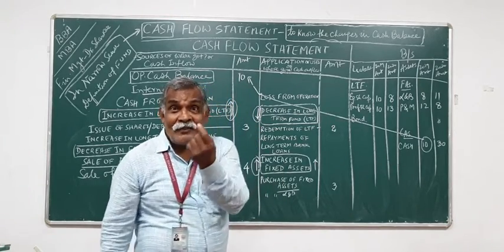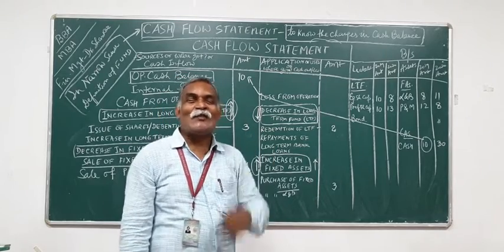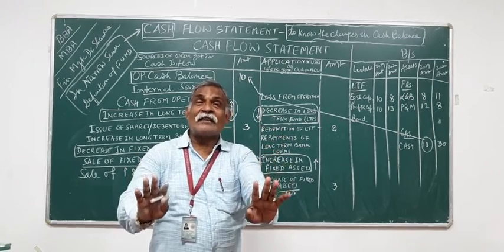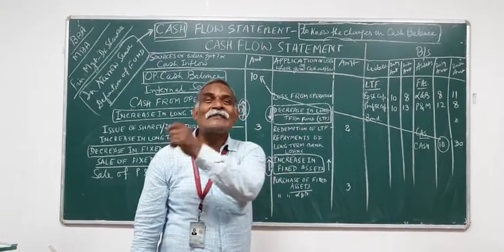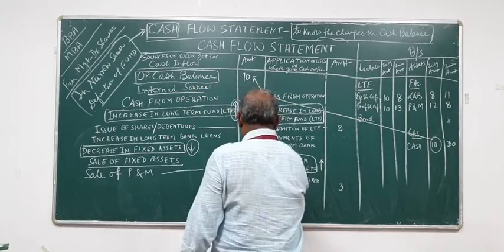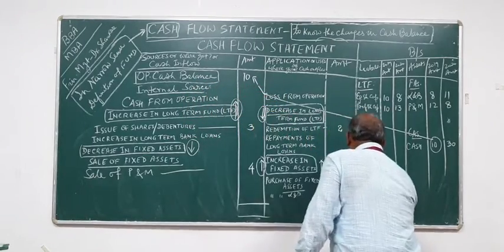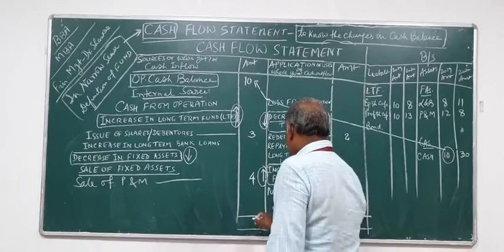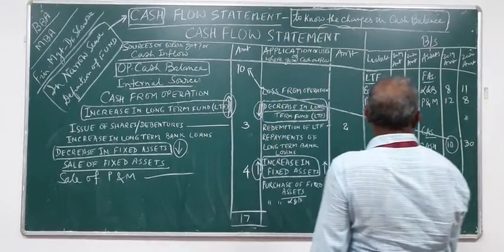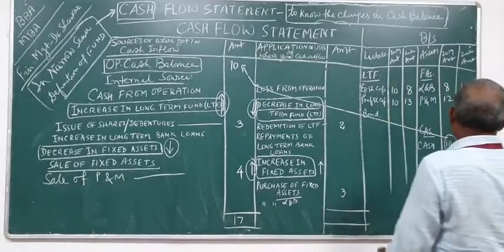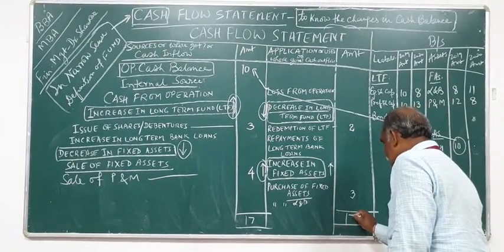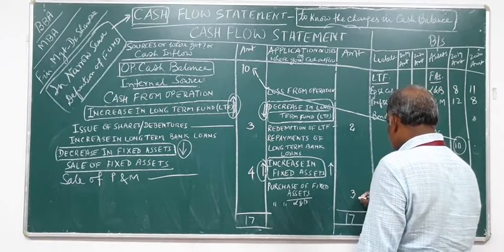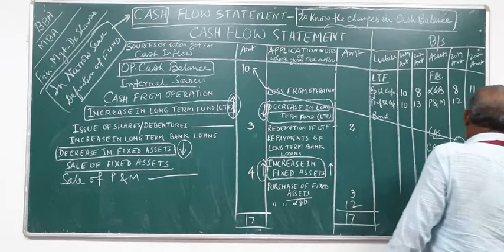So now one point remains, that is the balancing figure of cash flow statement. What is the balancing figure of cash flow statement? Balancing figure of cash flow statement is the closing cash balance. So suppose now I should make a balance, 10, 13, 4, 17. This I want to write 12.